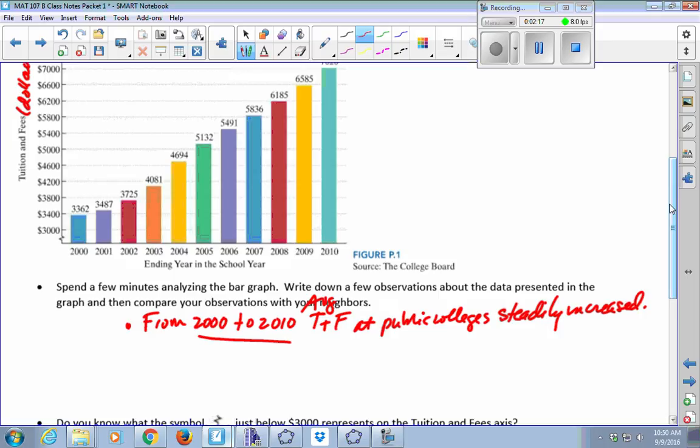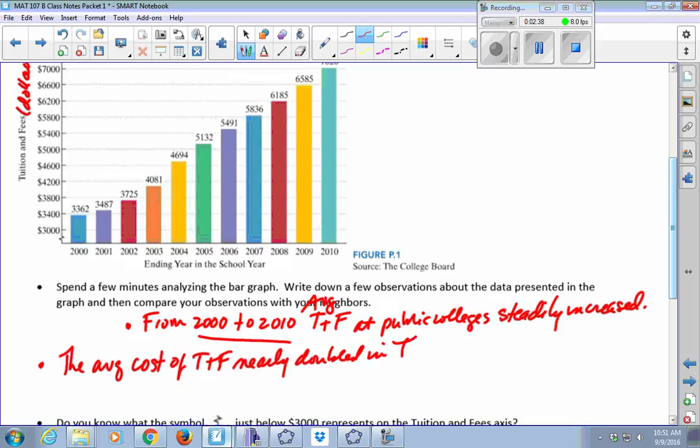Nobody has anything else that's different than that? Yeah, Danielle? All right, the average cost of tuition and fees nearly doubled in the decade from 2000 to 2010. No, I don't think I've ever had anybody notice that before. That's good. Thank you. Others?